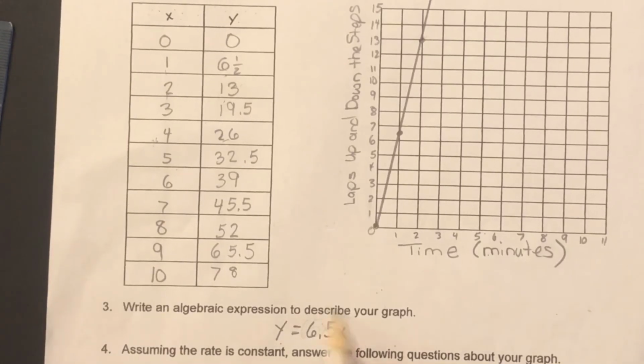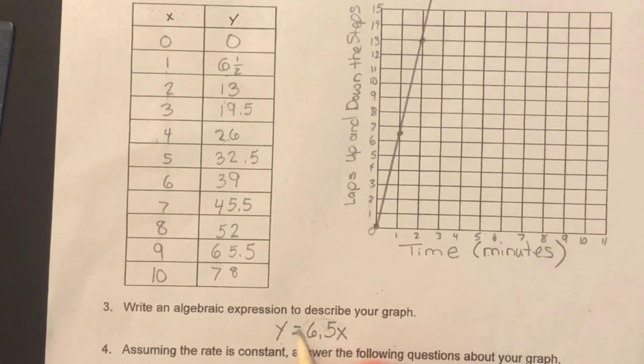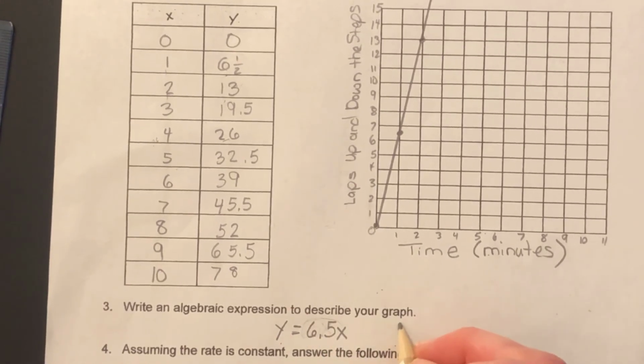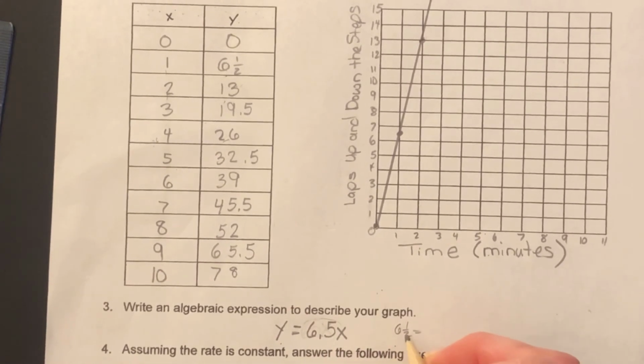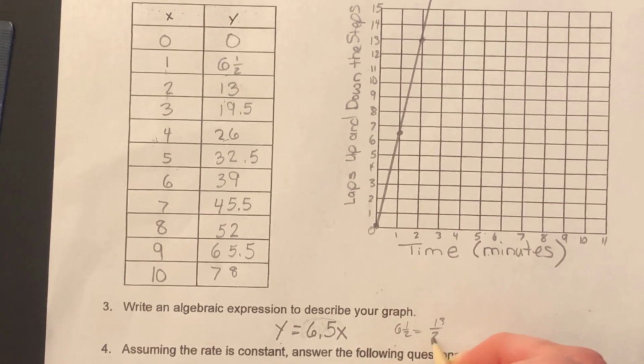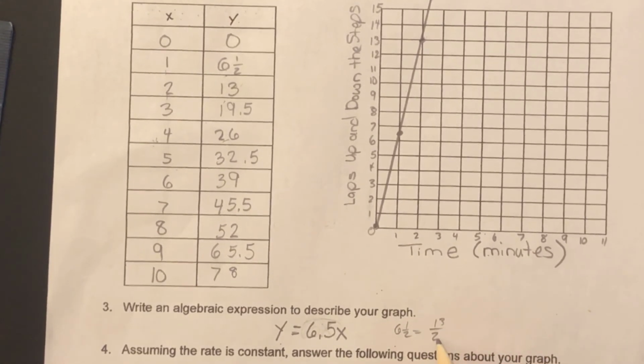So that is the expression for my graph. If we were to talk about the slope of the line, if we put that into fraction form, it would be 6 1/2, which would be 13 halves. The slope would be 13 over 2.